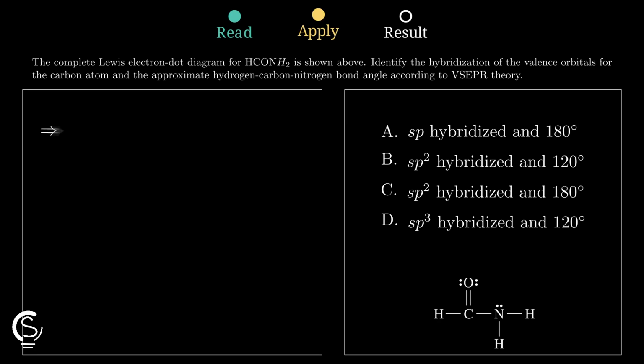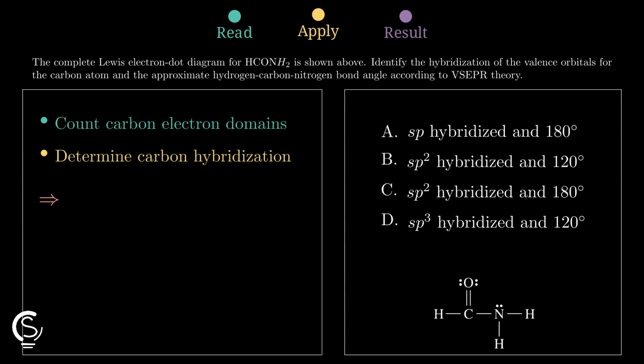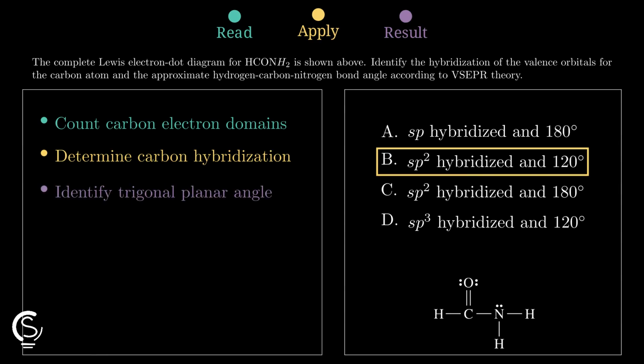Since there are 3 electron domains and 0 lone pairs, the carbon must be sp2 hybridized. This specific arrangement always leads to a trigonal planar geometry for the central carbon atom. In a trigonal planar shape, the ideal bond angle is exactly 120 degrees. That makes option B our perfect match for this question.